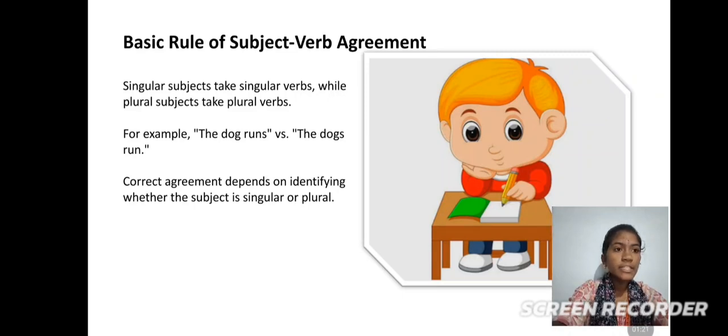The basic rule is very simple. Singular subject means singular verb, plural subject means plural verb. For example, the dog runs is singular, the dogs run is plural. To apply this rule correctly, we must first identify whether the subject in a sentence is singular or plural.